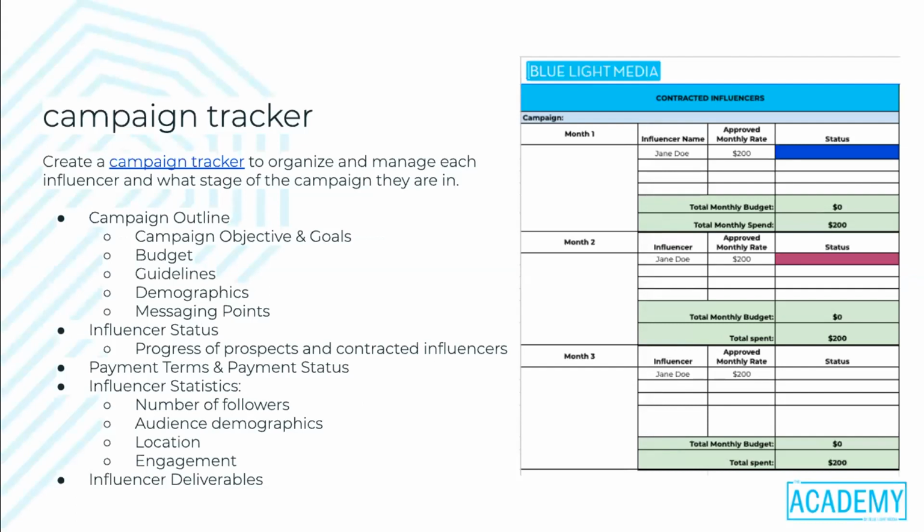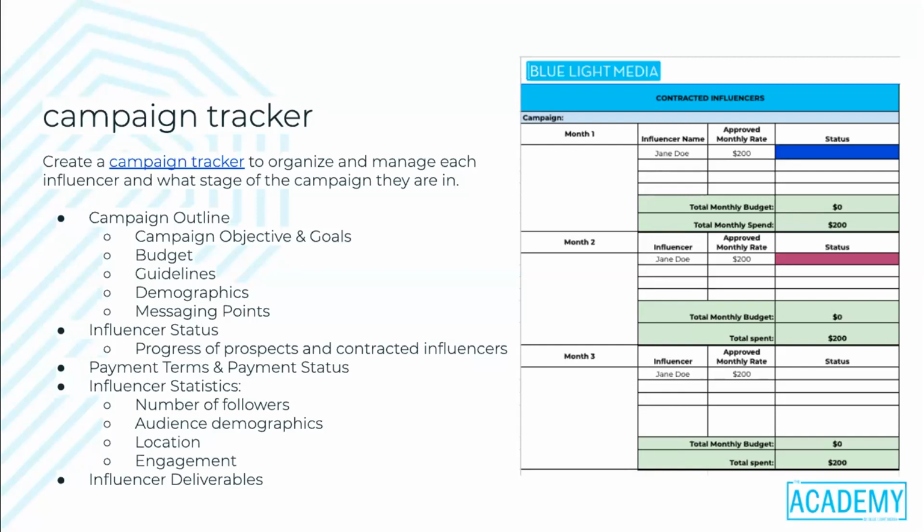So the next thing that we put together is a campaign tracker, and this document is what you're going to use to track each influencer, where they're at within the outreach process, their deliverables, and all of that good stuff. Again, you'll get a link to this that you can use. We have a template for you guys. Basically, it goes through the campaign outline, what we went through in the strategy slide. So you're going to want to outline all of those details, and then it's going to have each influencer status, the progress of prospects and contracted influencers, payment terms and payment status. This is super helpful for your accounting team when they know when to pay the influencers.